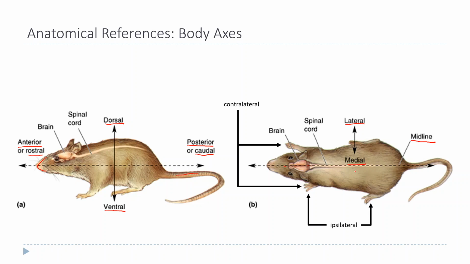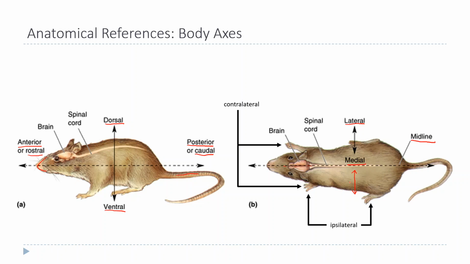The difference between the medial-lateral axis and the other two is that it has a center, whereas the other two really don't. There's no defined midpoint between, say, dorsal and ventral, or between anterior and posterior. But with the medial-lateral axis, the midline is the middle, so there's another medial-lateral axis on the other side, on the left side.